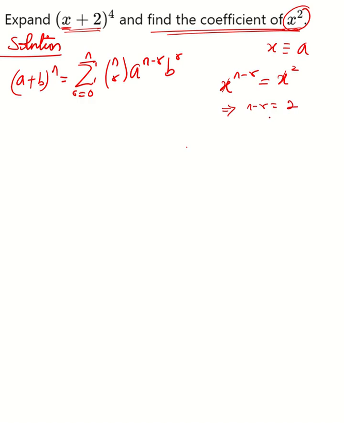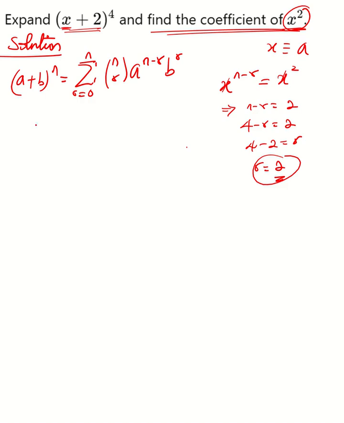Don't forget that n is 4. So that is 4 minus r equals 2. Bringing r to the right and 2 to the left, r equals 4 minus 2, which is 2. So the coefficient of x squared will be at the position where r equals 2. That gives us the term that has x squared, of which you can calculate the coefficient. So let's solve for r equals 2, and then do the normal expansion and see if the answer we obtained is accurate.